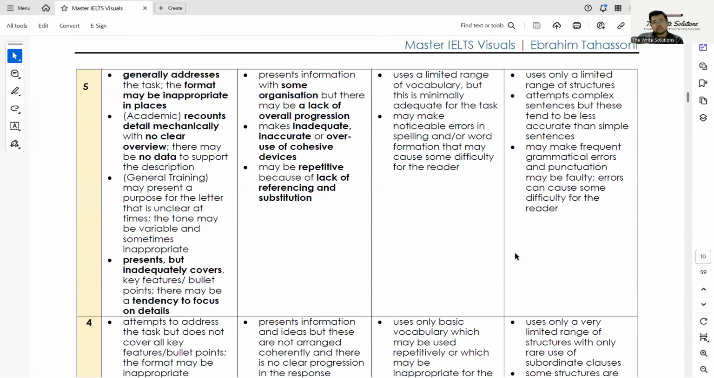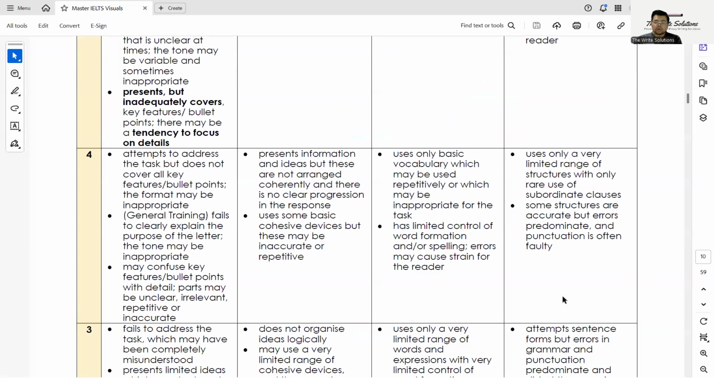Band 5 uses only a limited range of structures. It attempts complex sentences, but these tend to be less accurate than simple sentences. It may make frequent grammatical and punctuation errors, which can cause some difficulty for the reader. Band 4 uses only a very limited range of structures with only rare use of subordinate clauses. Some structures are accurate, but errors predominate and punctuation is often faulty.